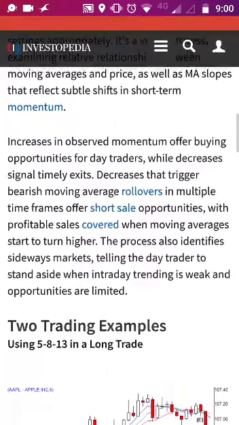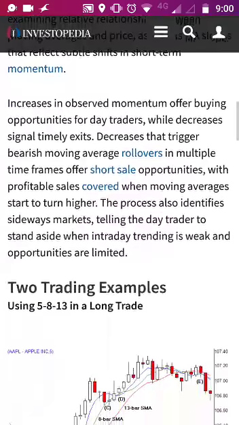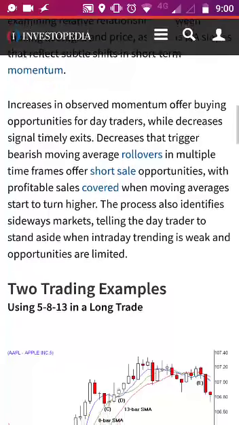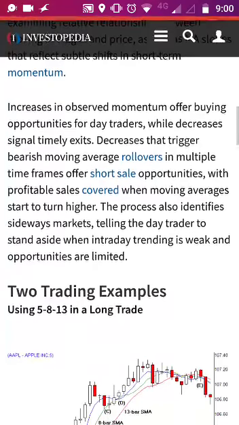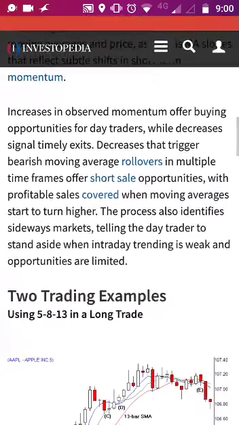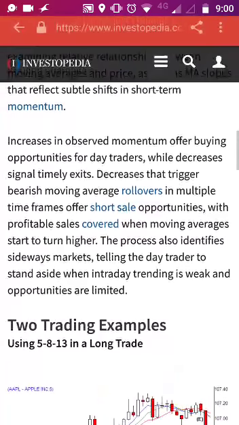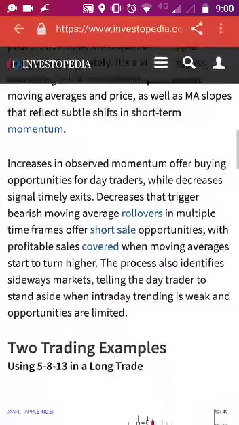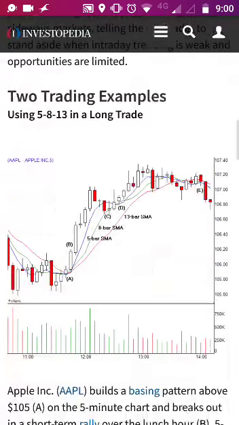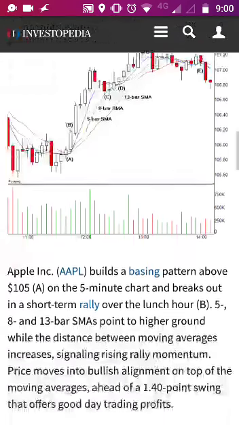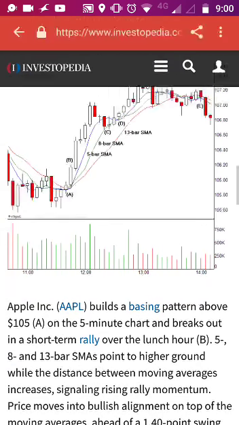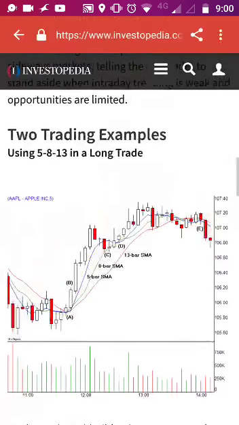These are Fibonacci tuned settings that stand the test of time, but interpretive skills are required to use the settings appropriately. Now, it's a visual process examining relative relationships between the moving averages and price, as well as moving averages that reflect subtle shifts in short term. Now, if you are using these kind of moving averages in a long trade, you would have to see where the bar is, where the candlestick is, and based on that, you have to take your decisions.